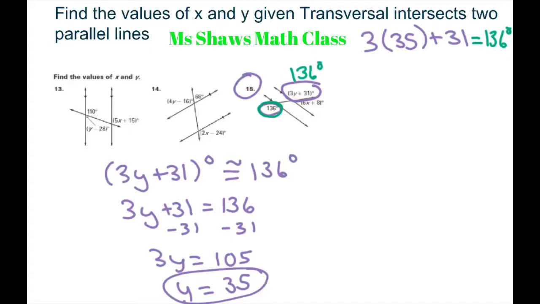So basically, if this is 136 here, I'm going to do my supplementary angle theorem. Get 180 minus 136. That gives you 44. So this angle here is 44 degrees.